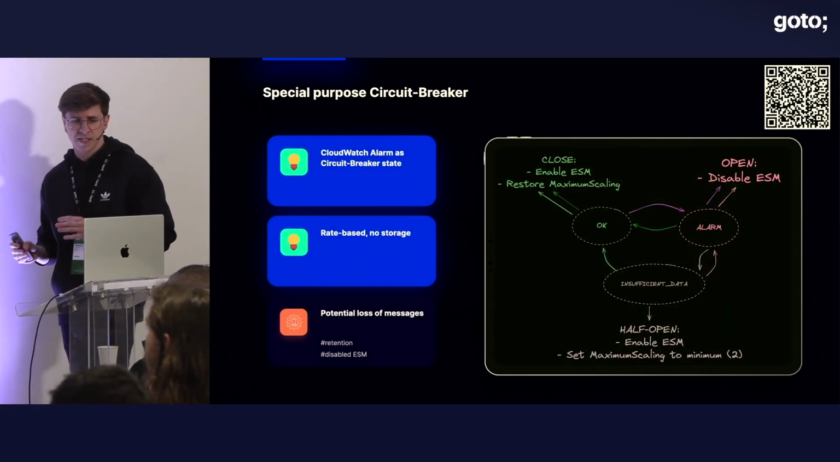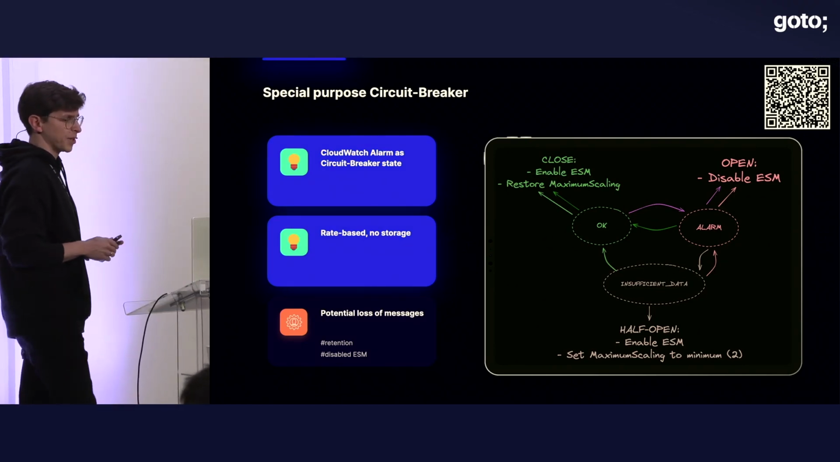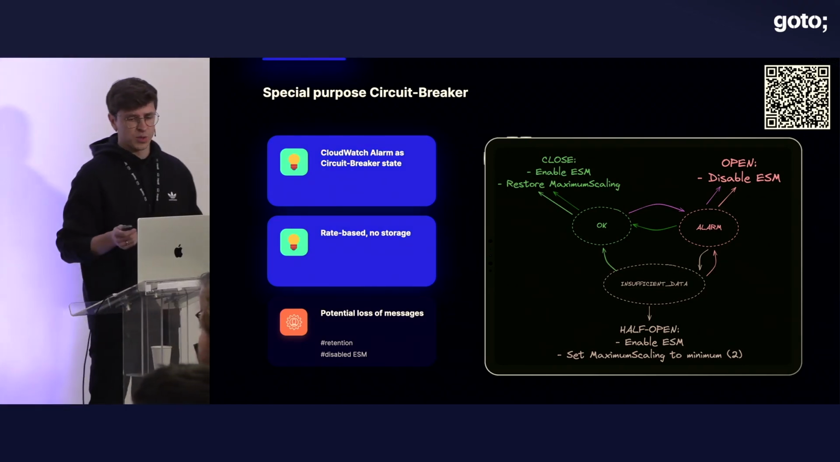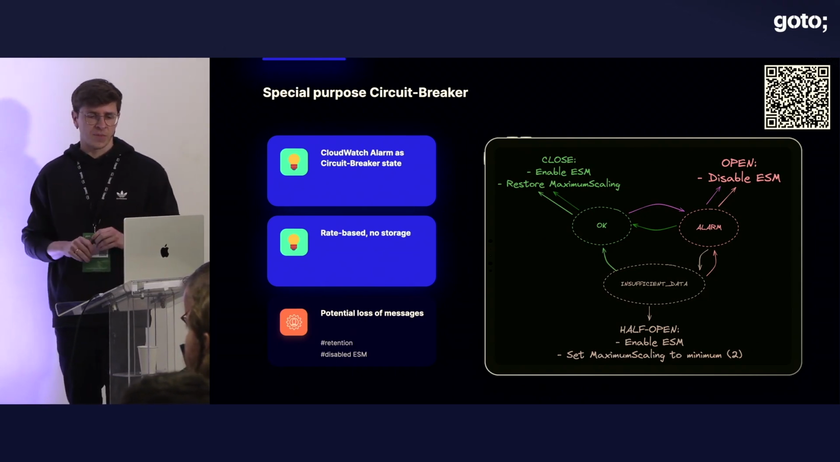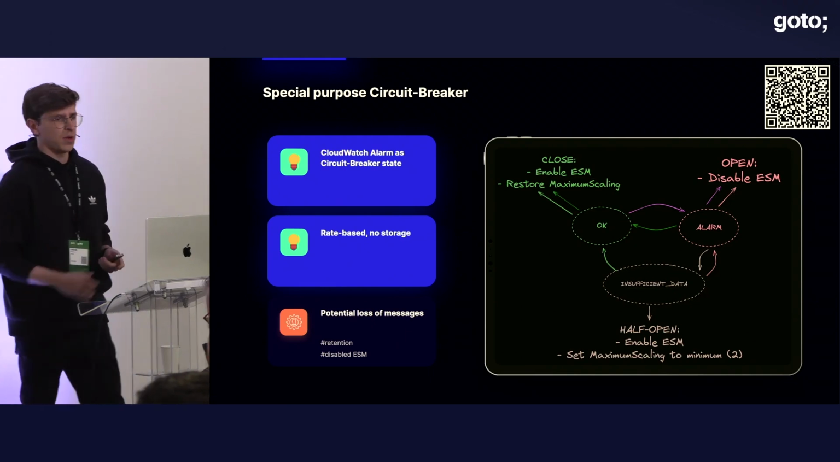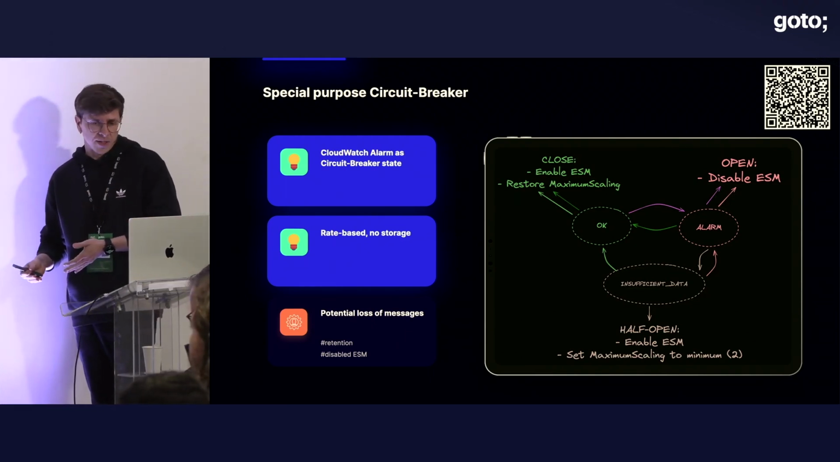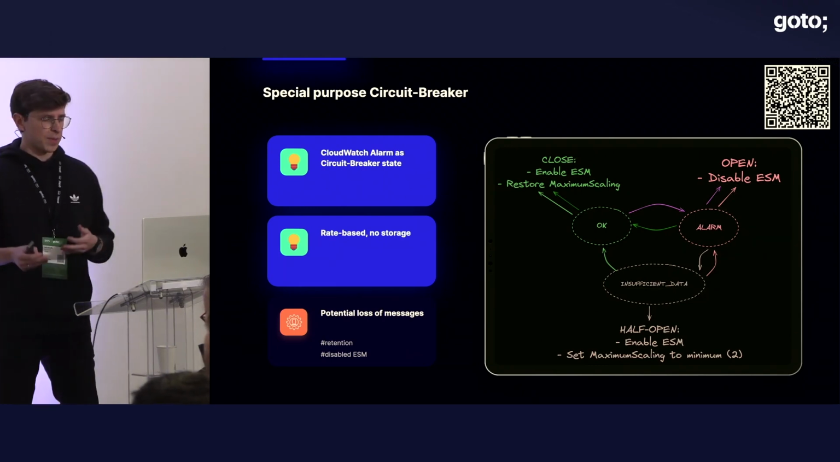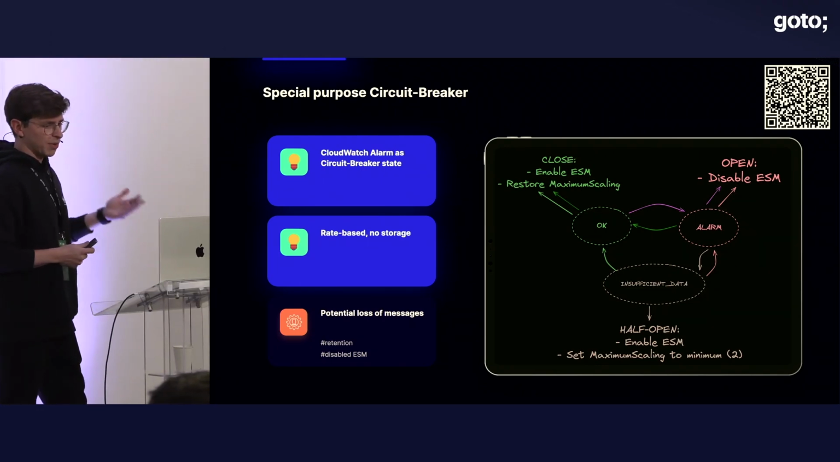Okay, so the idea is that we will use the CloudWatch alarm state as the state of our circuit breaker. So in case that everything is okay, our circuit is closed. We are calling our third party at full speed as we have enabled ESM. In case that our system will start to fail, our alarm will be in alarm state. Then we are disabling event source mapping. So we are not taking any messages anymore, and we are not calling our third party.